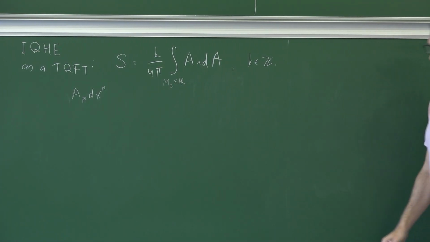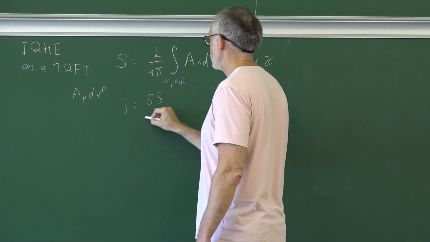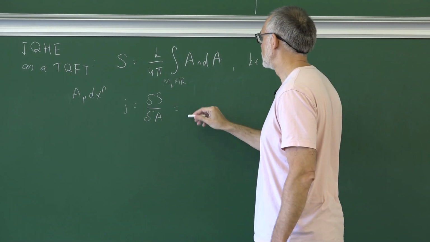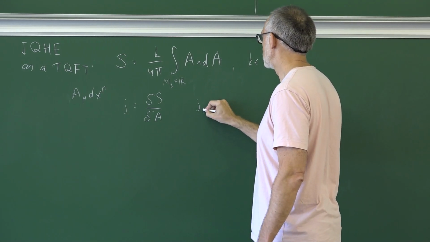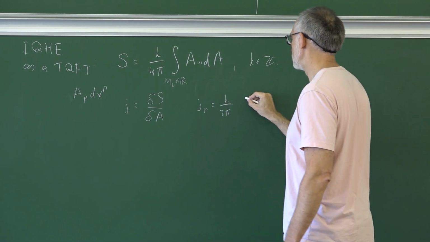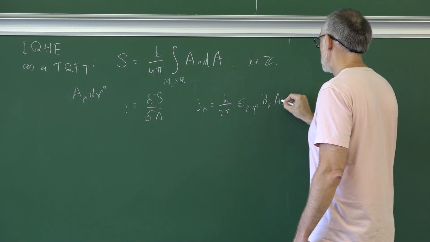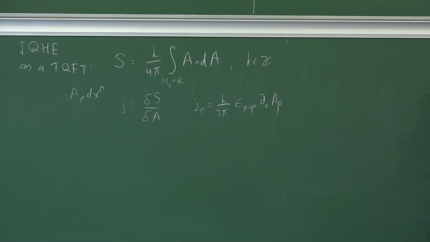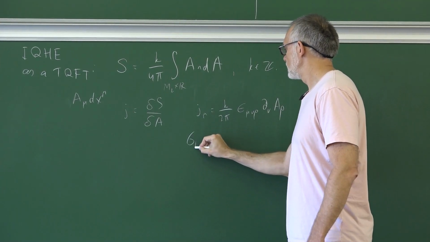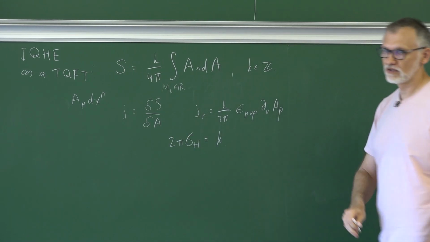On the other hand, if you compute the current, the current is computed as a variation of this action with respect to the gauge field, and you'll discover some formula like this, where this is a completely symmetric tensor with 3 indices. And if you just compare to that, you'll see that this K is simply 2 pi times sigma_H.